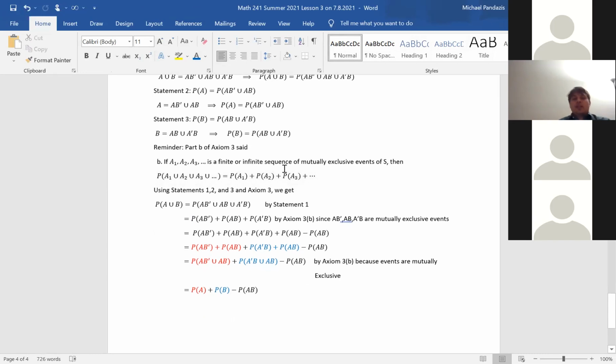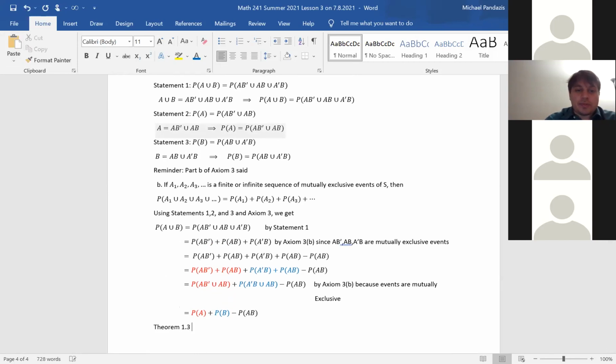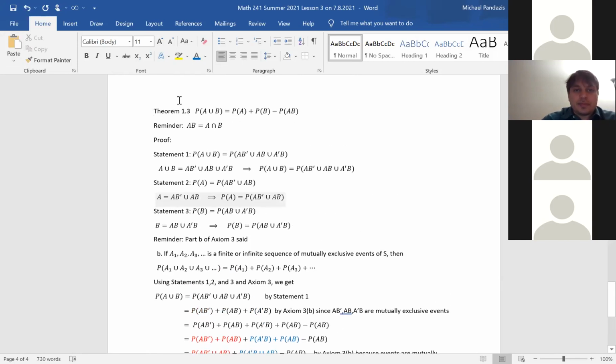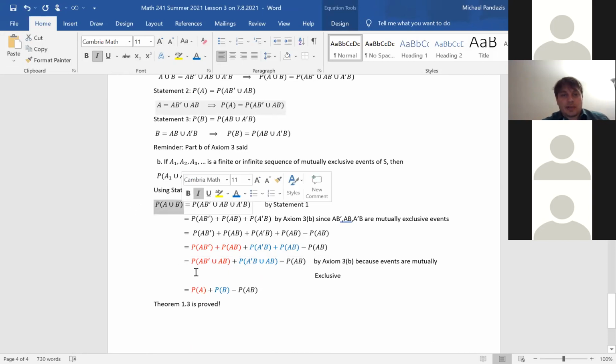Okay, and so there you go. P of A union B is equal to P of A plus P of B minus P of AB. And so the proof is done. Okay, so theorem 1.3 is proved. Right, that was theorem 1.3. And so we now proved it. We said that this is equal, after this chain of equal signs, we get that it is equal to this.